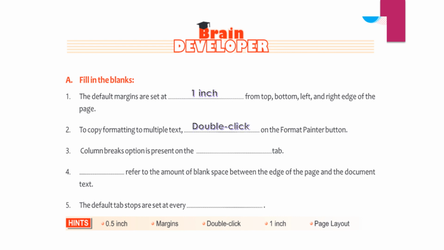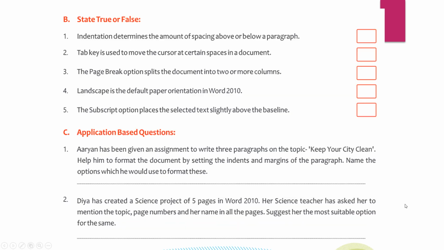Third, the column breaks option is present on the dash tab. So, the correct answer is the Page Layout tab. Fourth, dash refers to the amount of blank space between the edge of the page and the document text. Correct answer is margins. Fifth, the default tab stops are set at every 0.5 inch. Okay, don't confuse these two values. Here we have 1 inch for margins and 0.5 inch is for default tab stops.